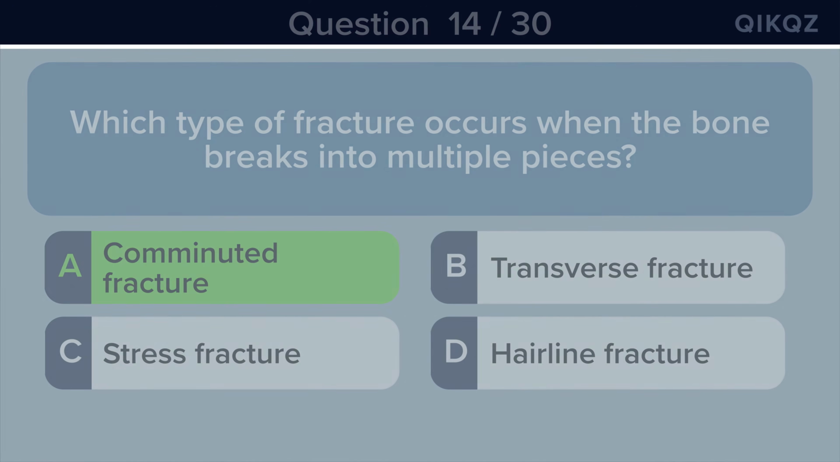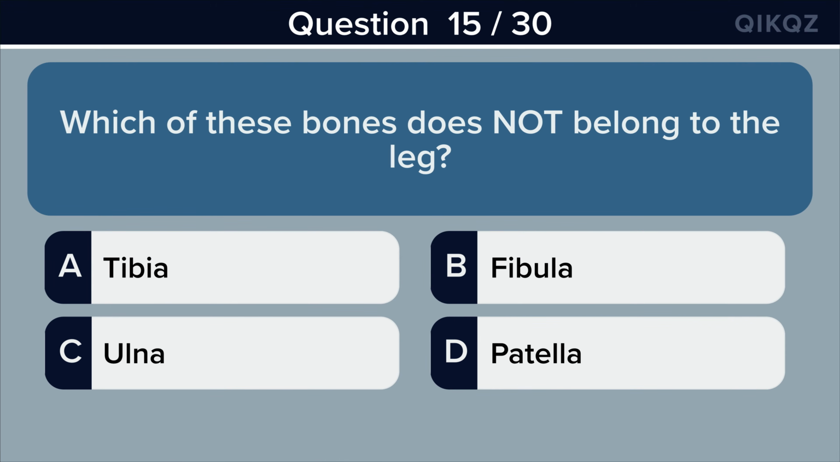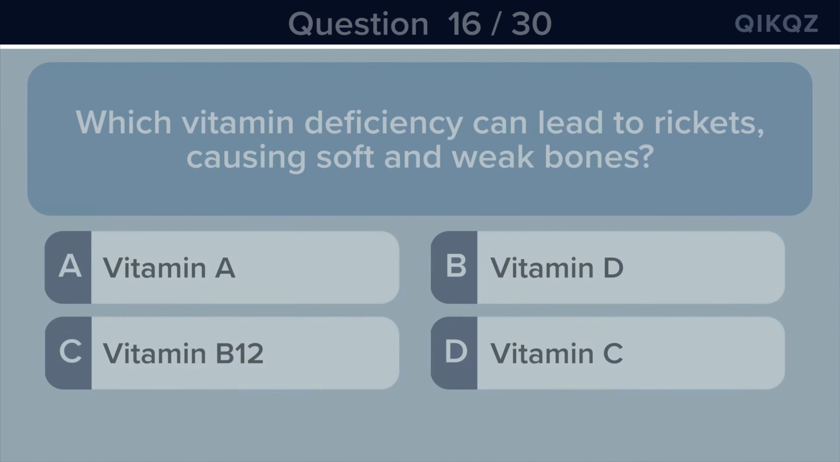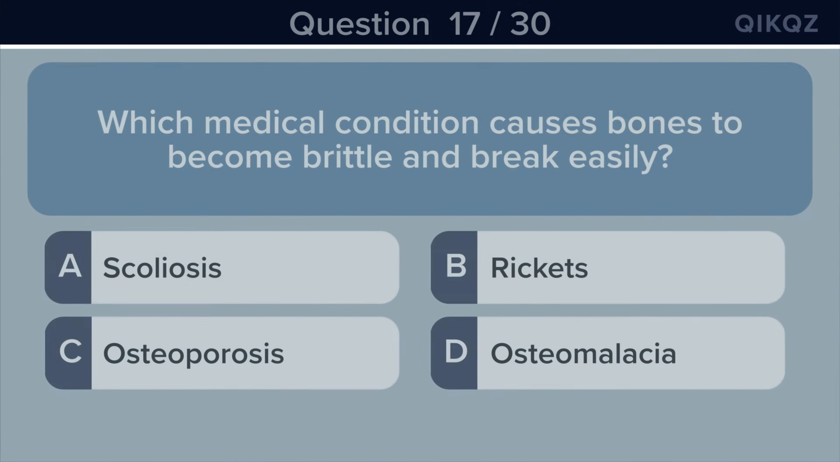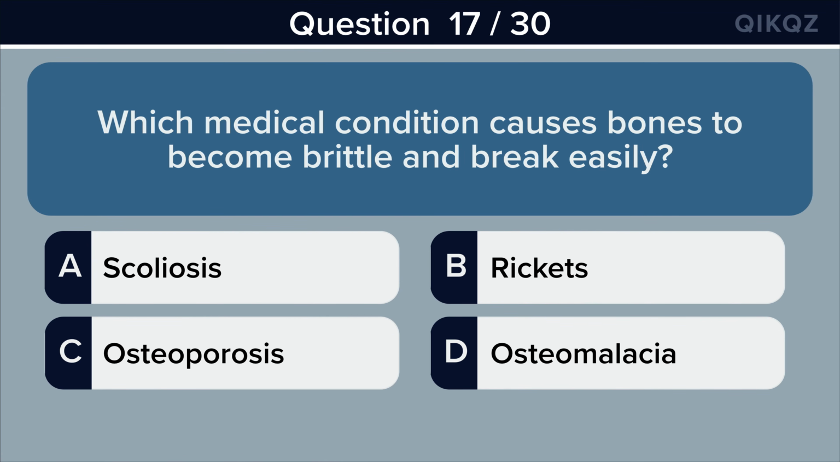Comminuted fracture. Which of these bones does not belong to the leg? Ulna. Which vitamin deficiency can lead to rickets, causing soft and weak bones? Vitamin D. Which medical condition causes bones to become brittle and break easily?